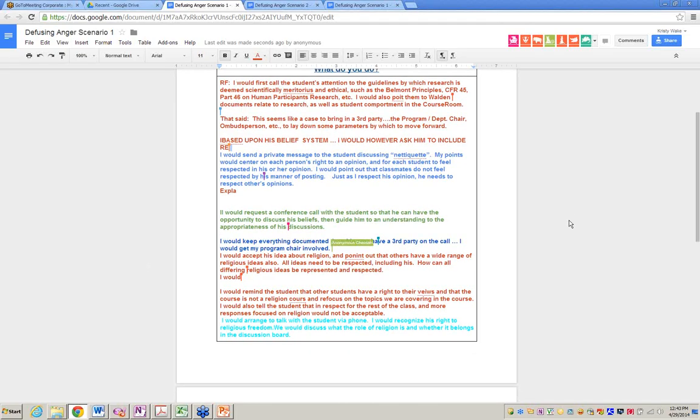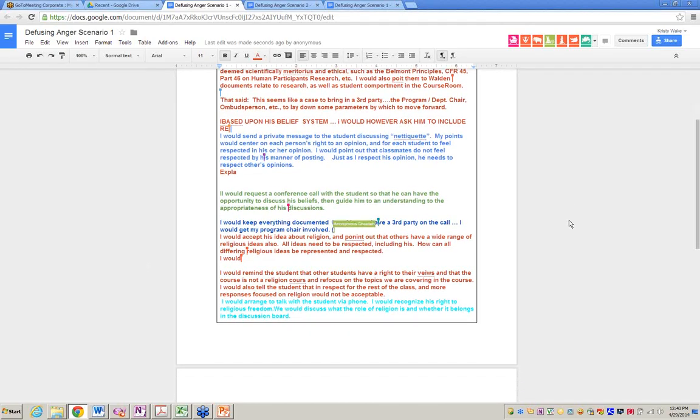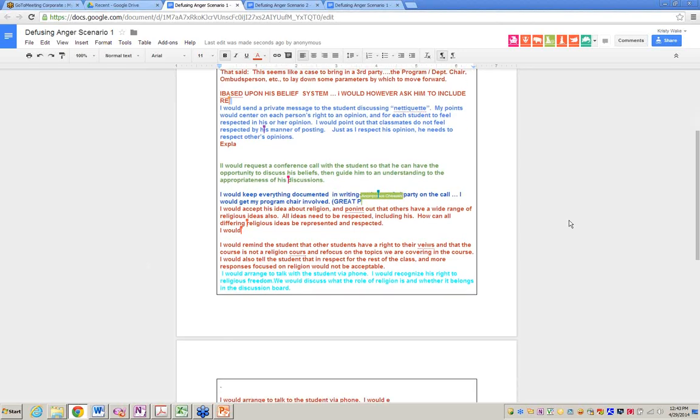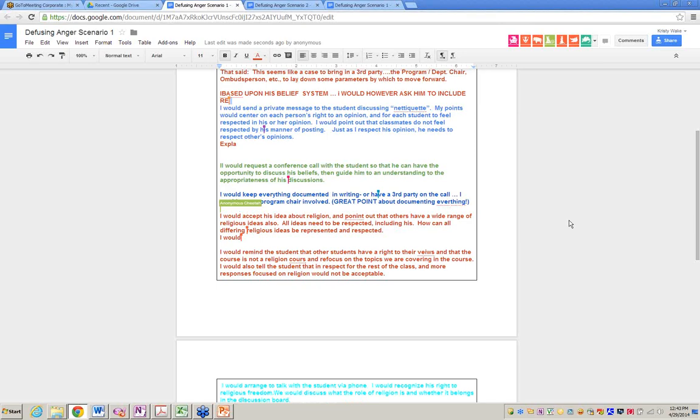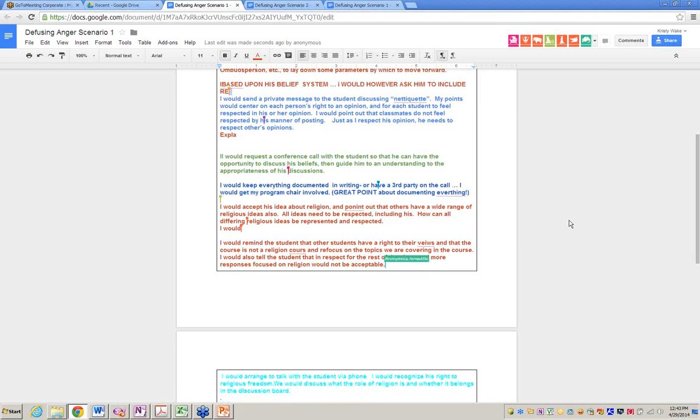Then we have a private message discussing netiquette. It's not necessarily about being right or wrong. It is an opinion, but for some individuals, religion is going to be a very difficult thing to discuss, because, as my mother used to say, it's not being stubborn if you know you're right. And of course, the person with the religion issue knows he's right, so he's not being stubborn with the issue.